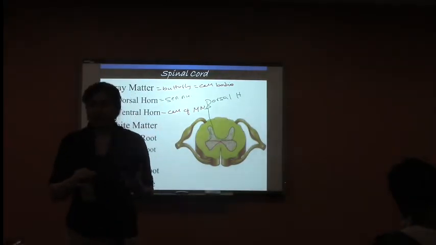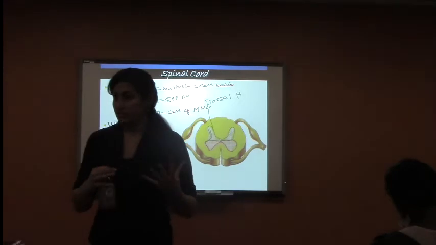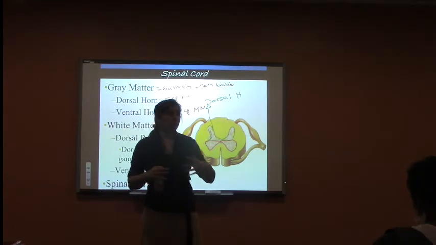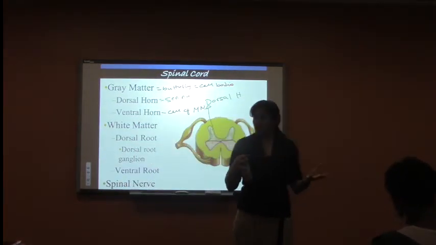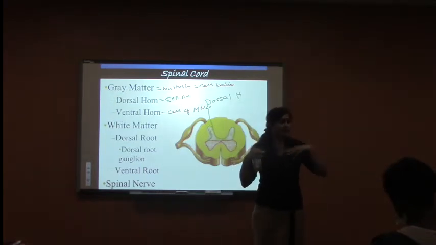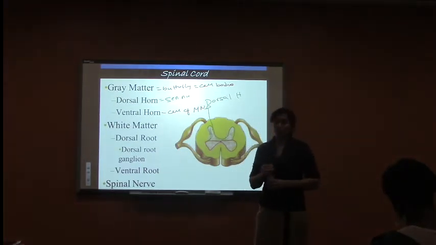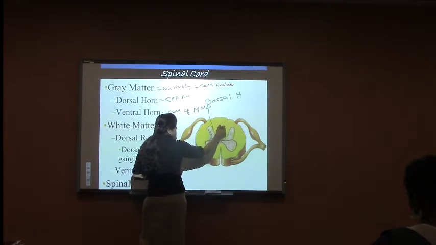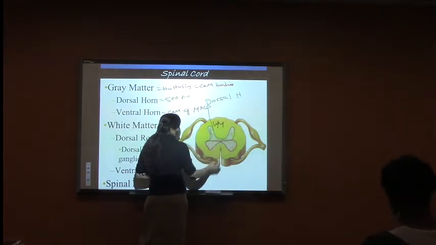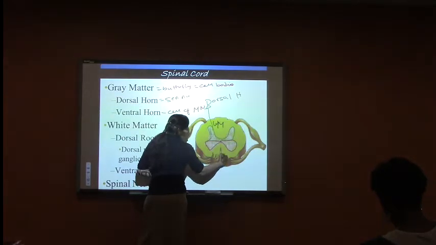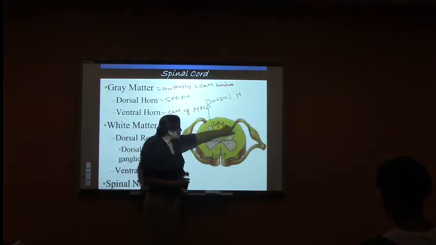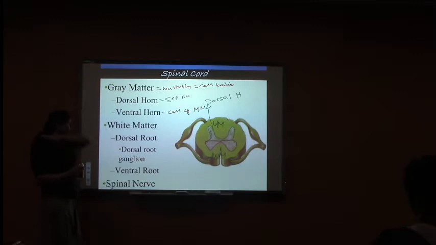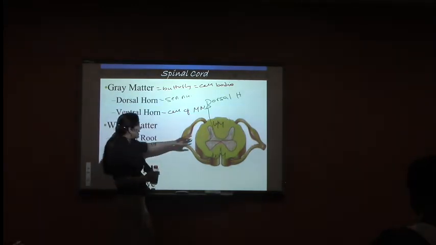So the gray matter is in a butterfly-like shape. They're called horns. You have a dorsal horn and a ventral horn. Dorsal horn is where you have cell bodies of sensory neurons. And ventral horn is where you have cell bodies of motor neurons. Rest of this is basically white matter. Okay, all of this is white matter. This is where the axons are running through.